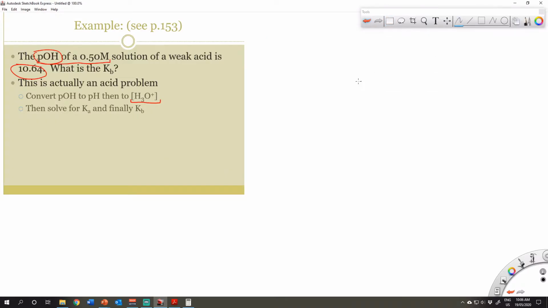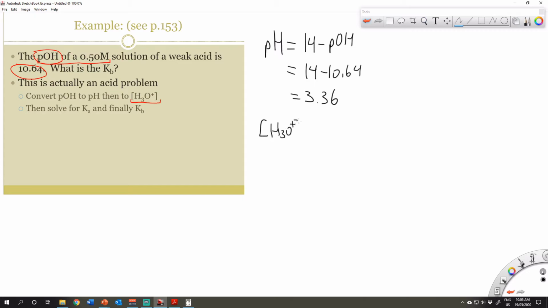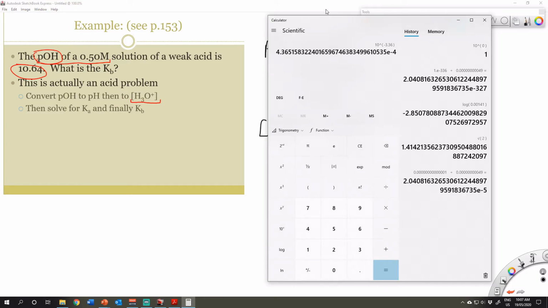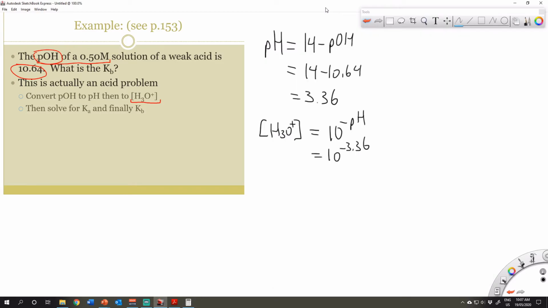All right, so first thing, we're going to convert the pOH to pH. So pH is going to be 14 minus pOH. So this would be 4. So this would be 3. There's my pH. And then now we can calculate the concentration of hydronium as 10 to the negative 3. There we go, 4.37 times 10 to the negative 4. Now we have the concentration of hydronium.